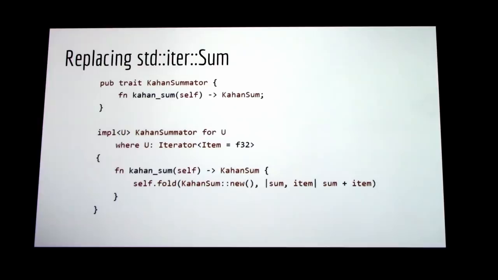So if we wanted to add a sum method to iterators, we create a new trait, and then we implement it for all iterators where the iterator item type is F32. And we just do a bit of functional programming: create a new Kahan sum, fold over it, adding on.